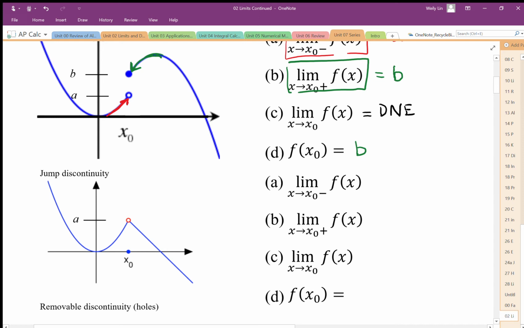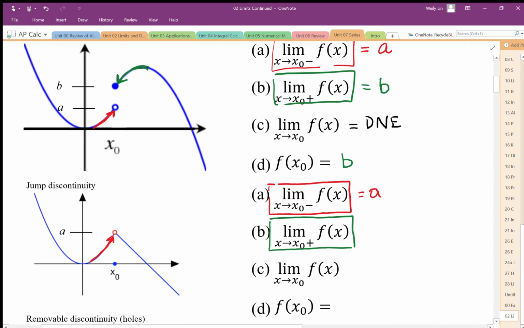So we want to know what's happening right at x naught. As I come from the negative side here, it looks like it's equal to a. So that's what's happening from the negative side. If I want to know what's happening from the positive side, I have to look at the graph and see what's happening from the positive side here. From the positive side, it's approaching that same value, a. So that's equal to a as well.